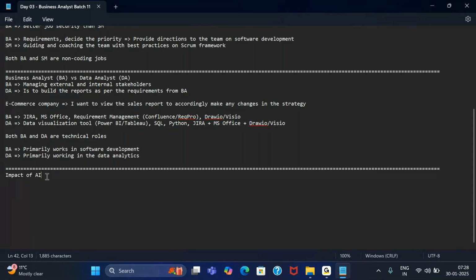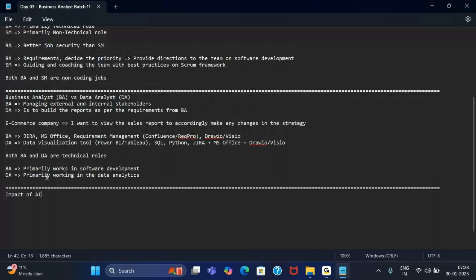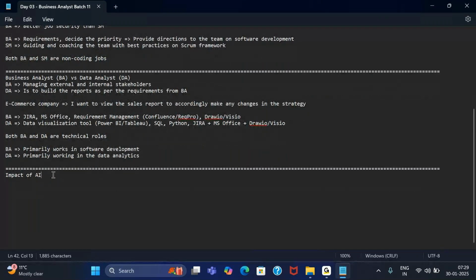Okay, now these were the major differences between BA or Scrum Master and BA or Data Analyst. Now we will move on to the most favorite topic, that probably most of us have been worried about or discussing. That's the advent of AI, or artificial intelligence.